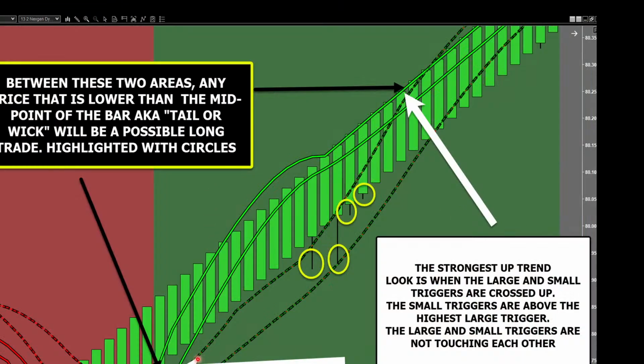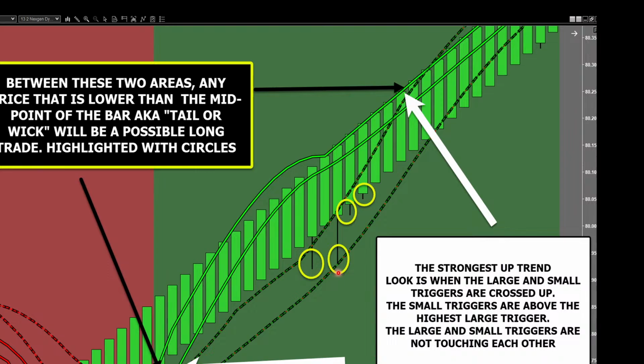So when I have that separation all the way until those small triggers return, guys, this is where I'm looking for high probability trend trades. And every now and then, price is going to go below the midpoint of all those bars going up, and it creates a tail or a wick.